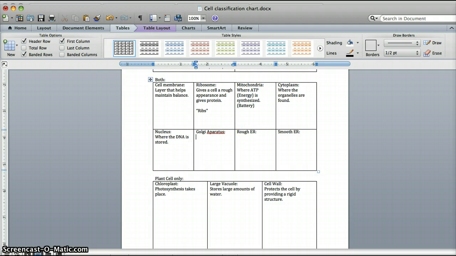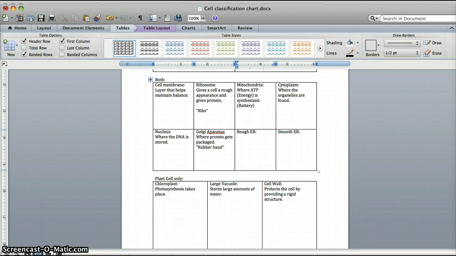Now, Golgi apparatus. The Golgi apparatus is where protein gets packaged. If you think about it, a Golgi apparatus kind of sounds like a rubber band. And a rubber band stretches, and protein stretches, and the Golgi apparatus stretches to pack all of the protein.